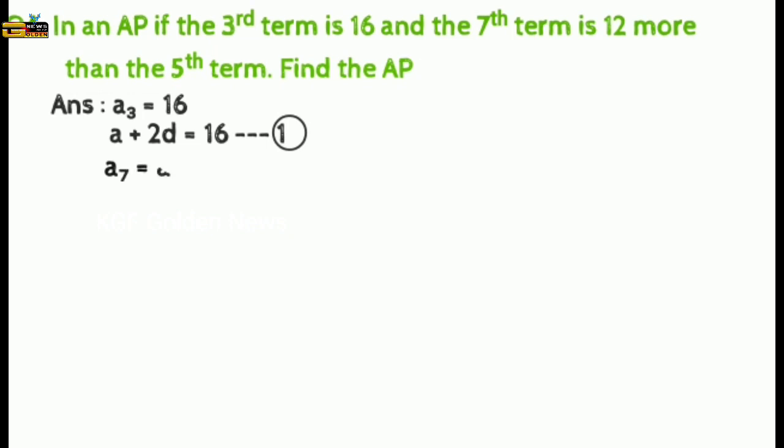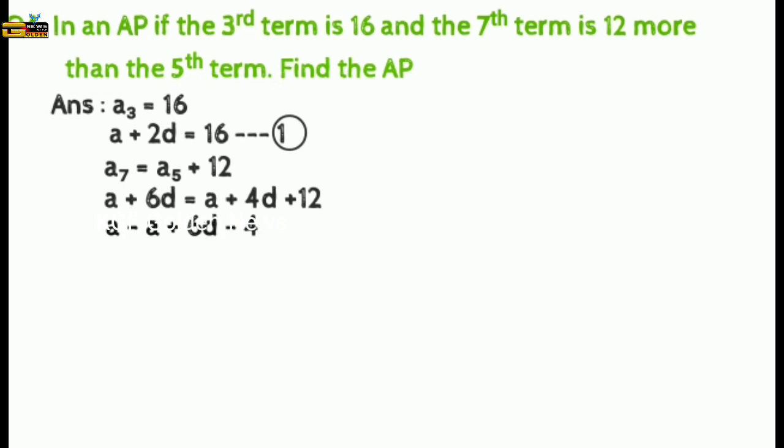Also, given that the seventh term A7 equals A5 plus 12. Now A7 is written as A plus 6D, which equals the fifth term, written as A plus 4D, plus 12. Bringing A and D on the same side, we get A minus A plus 6D minus 4D, which equals 12.